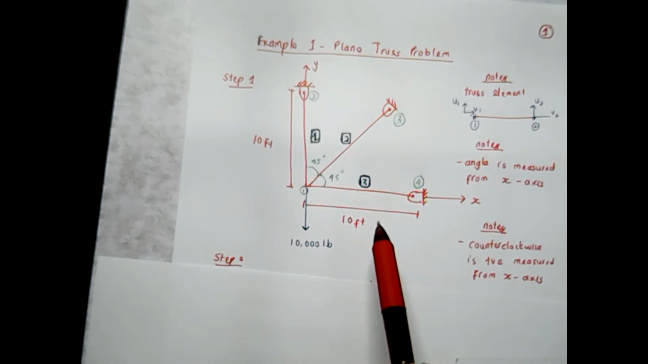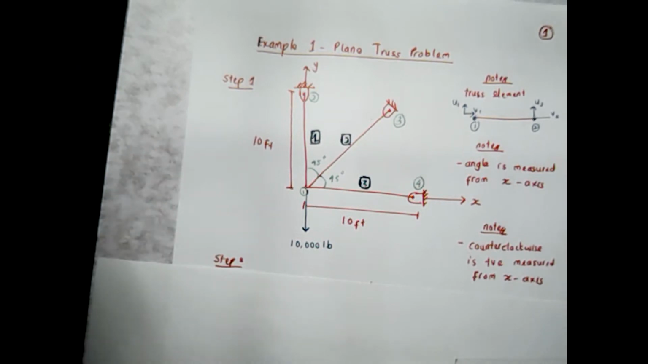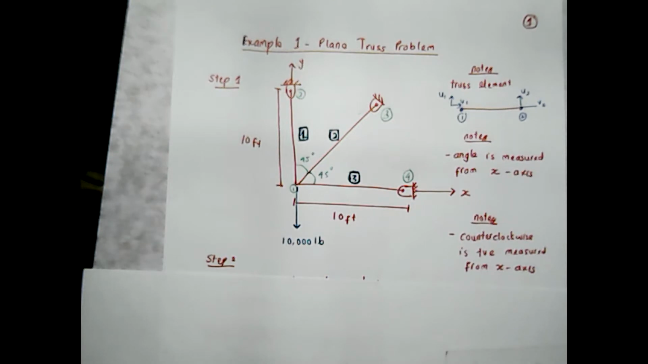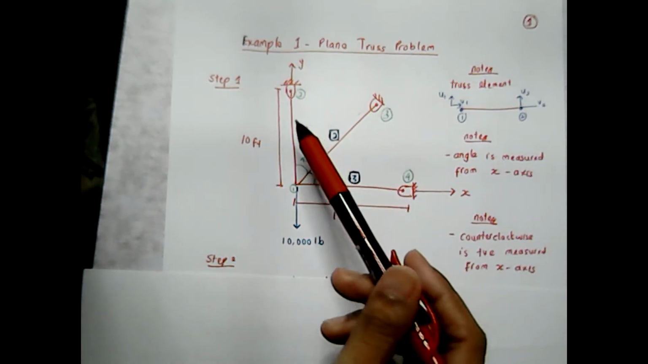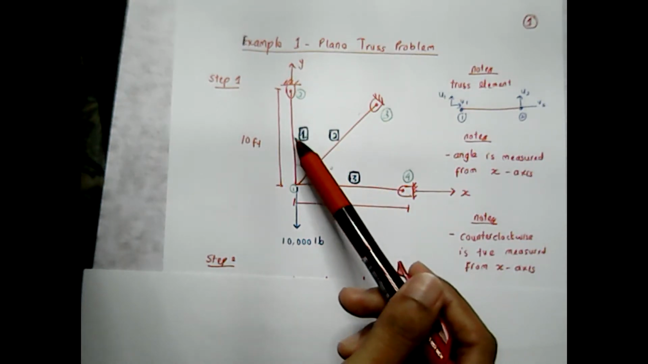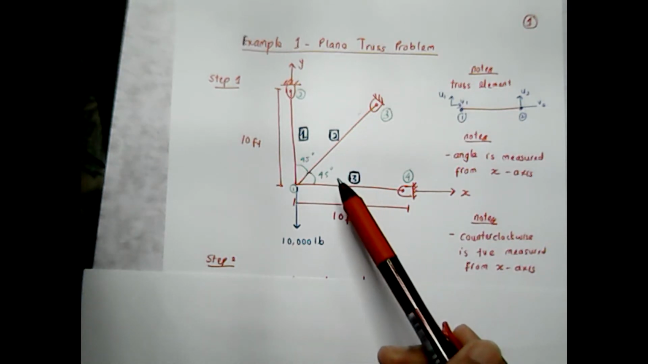This example is taken from the given examples in ECS 555. When you are first given the plane truss problem to do the stiffness method, what you first need to do is to label or number the nodes. As you can see here, you have 1, 2 and 3 members, so you need to number them.